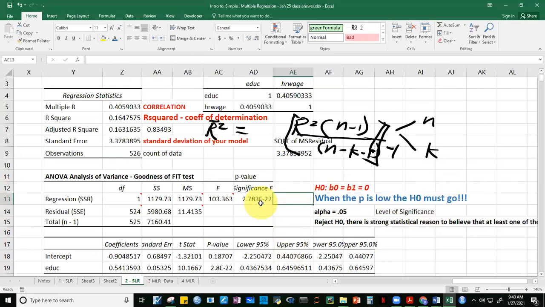Tapos sa Excel, guys, paano natin compute to? Sa Excel, we can use the F dot. Okay. Ito kasi guys, probability yan, no?